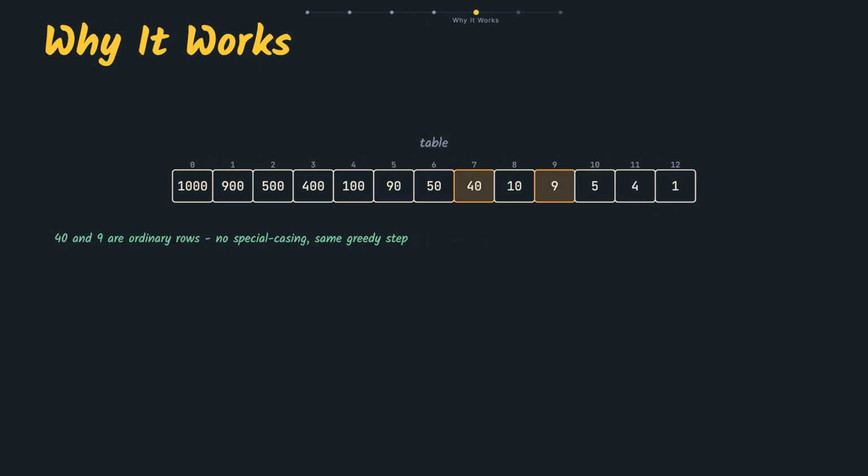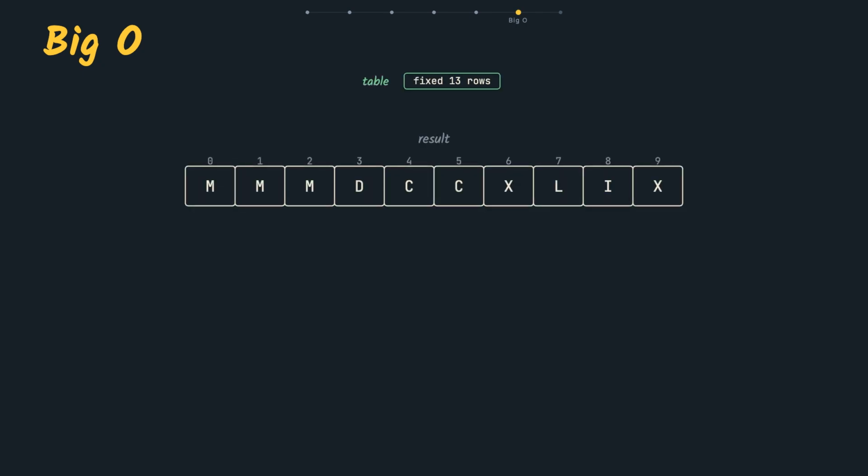Notice what we never did. We never checked for 4 or 9. Those subtractive entries sat in the table like any other value, and the same greedy step handled them. The table is always 13 rows. The number tops out at 39999, so the loop drains it in a bounded number of steps. So the work doesn't grow with the input at all. Both the time and the memory stay flat, constant on both counts.